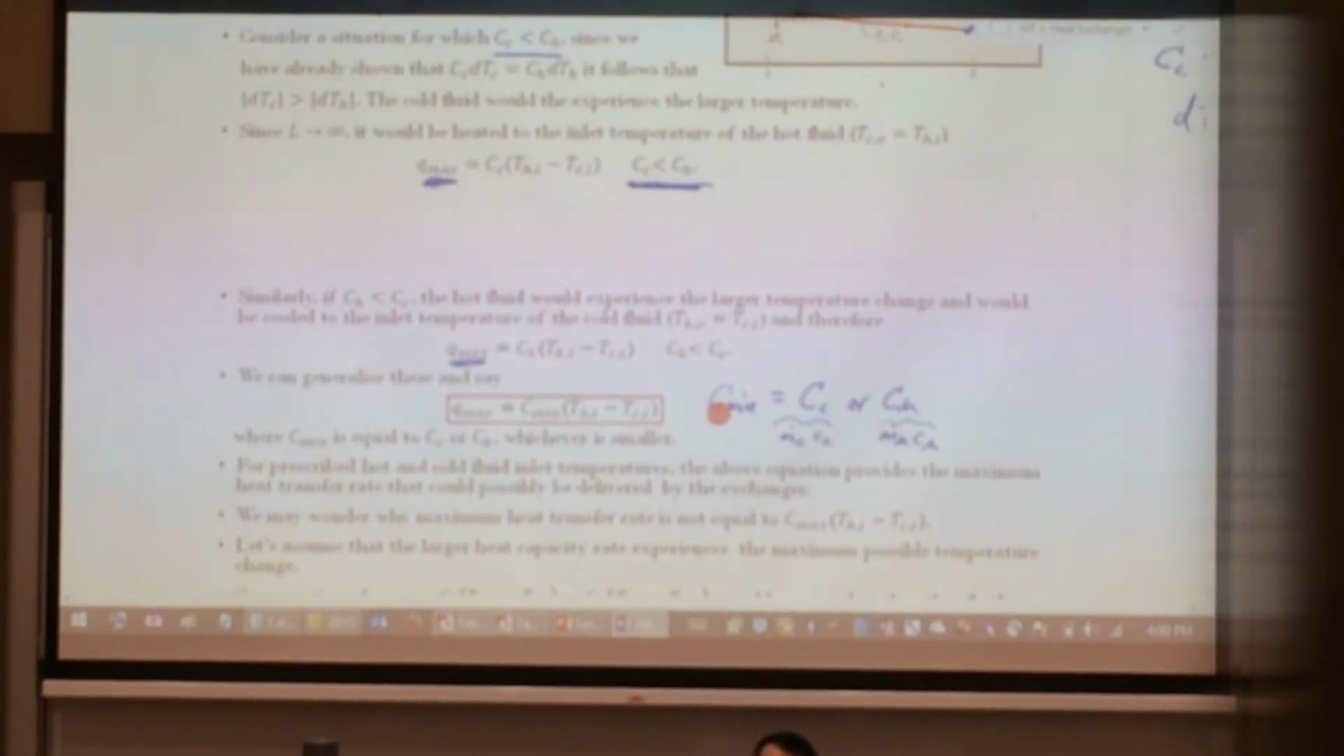That will be an example to show you how to do that. Okay? But for now, the theory part is that way. In this equation, Qmax is equal to Cmin, and we don't know which one will be minimum. We need to calculate it out, and then we'll know which one is minimum. After that, take that minimum multiplied by the maximum temperature difference.